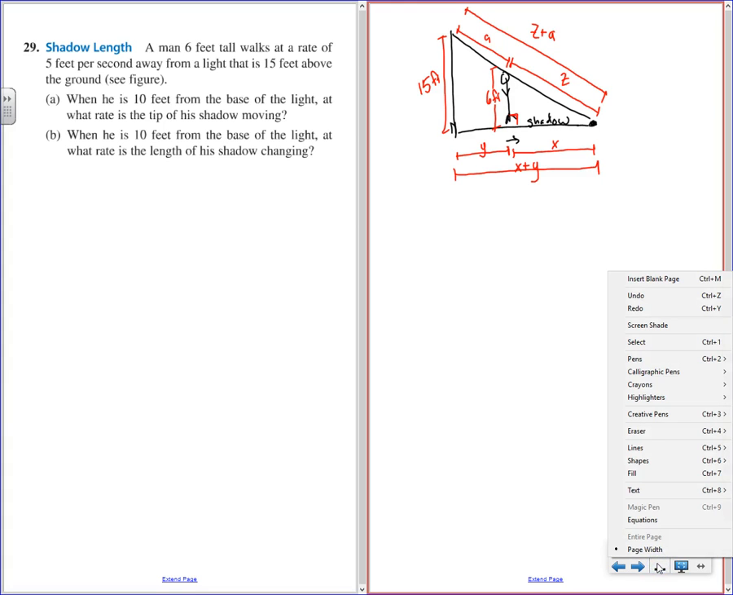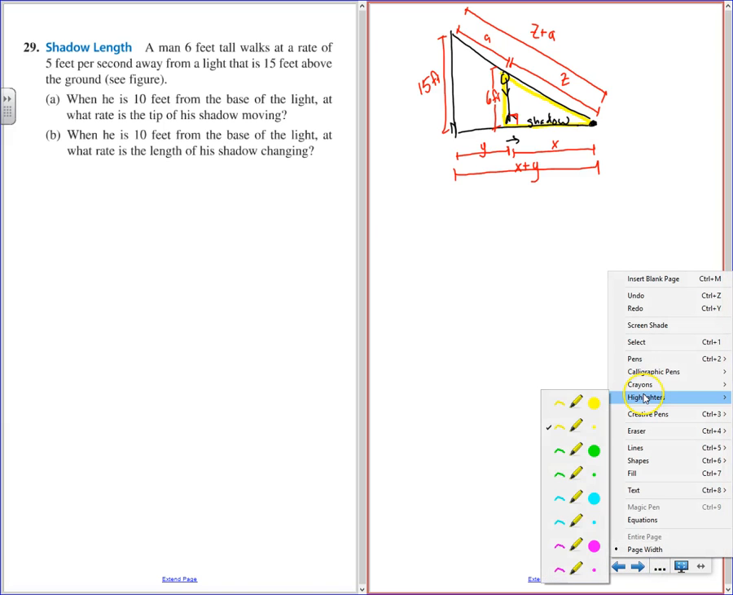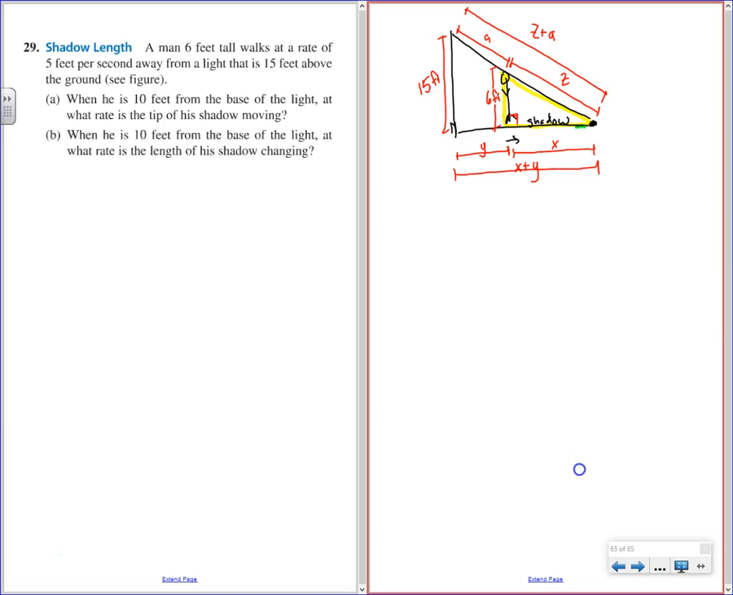Okay, let me get a highlighter really fast. Here's our smaller triangle, and here's our bigger triangle. When he is 10 feet from the base of the light, at what rate is the tip of his shadow moving? Let's figure out our givens and our finds. So, given, find. Here's the tip of his shadow.